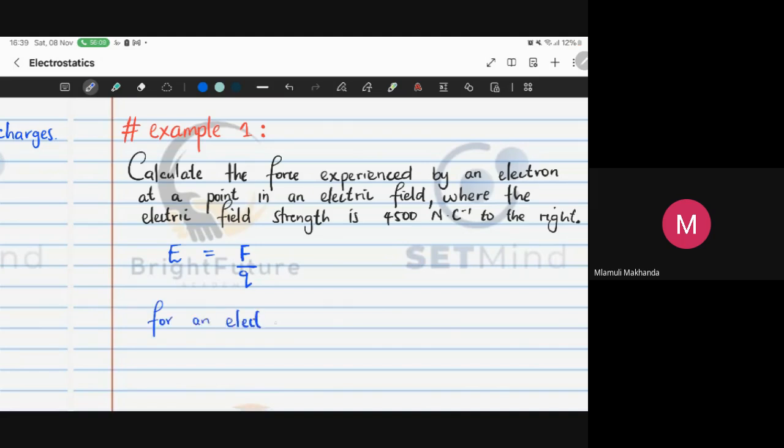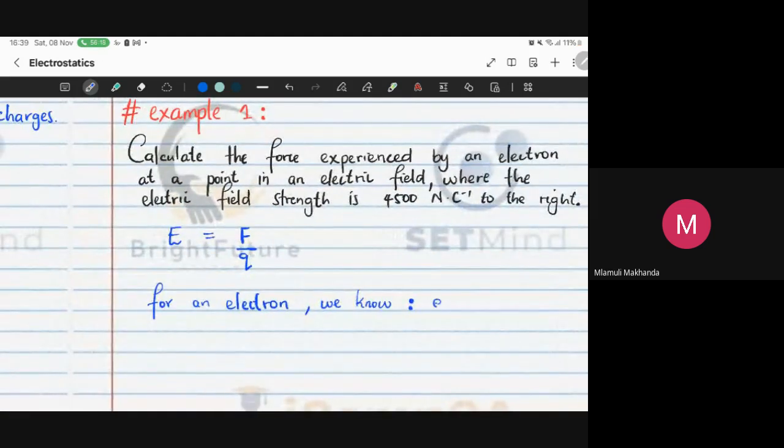Right. So we know Q is usually 1.6 times, you can say 1.60 times 10 to the power minus 19 coulombs. Right, so that's the charge of an electron.